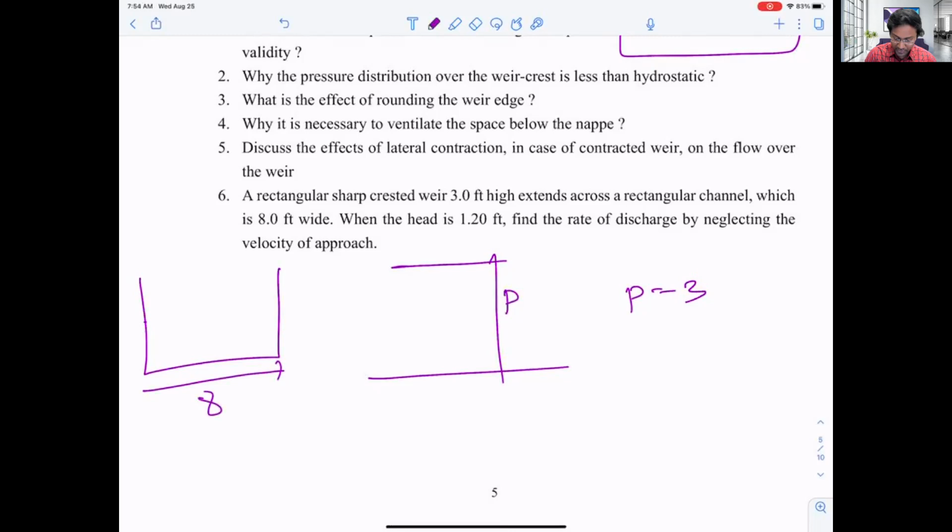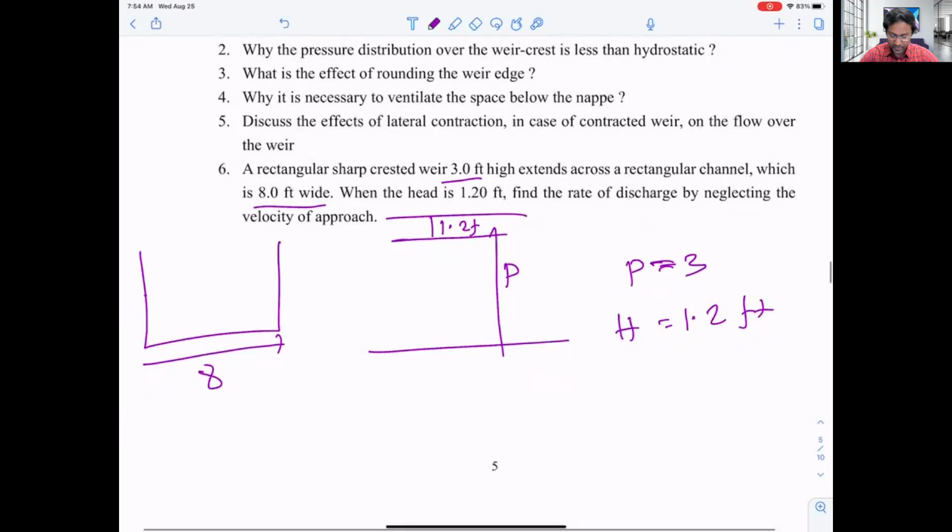When the head is 1.2 feet, find the rate of discharge by neglecting the velocity of approach. See, a rectangular sharp-crested weir, p is this, and a rectangular channel which is this wide. They didn't mention whether it is contracted or not, because we don't know the width of the weir, we know the height of the weir. So we know h is equal to 1.2 feet, and we know the b. For this case, b is the same as the length of the weir, it is 8 feet.